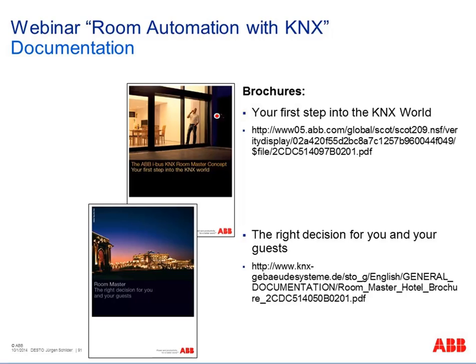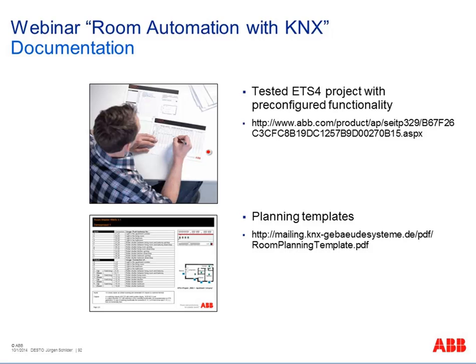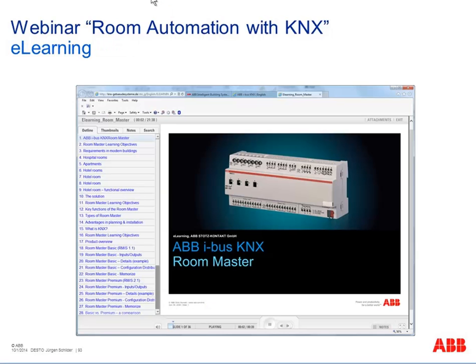You can download all these brochures as PDF files in German or English language, more details about these so-called room masters in special hotel applications and the room masters 3.1 and 4.1, for example. Additionally, in this web page, you can download the pre-configured templates for the room masters, where you can fill out in a PDF or Word file how you have linked the inputs to the outputs and so on, and print it out. This is also available, including the planning templates.